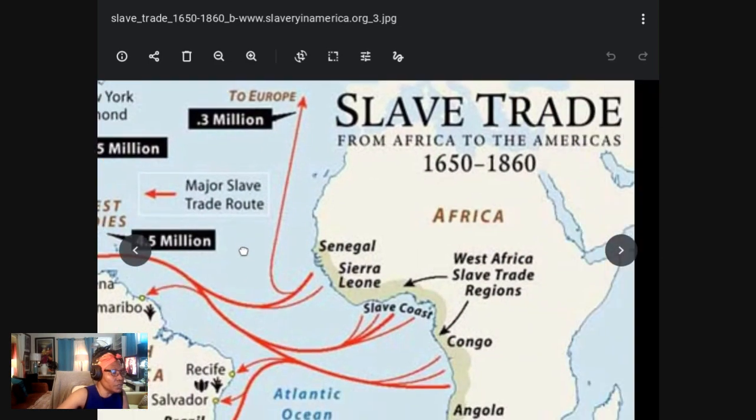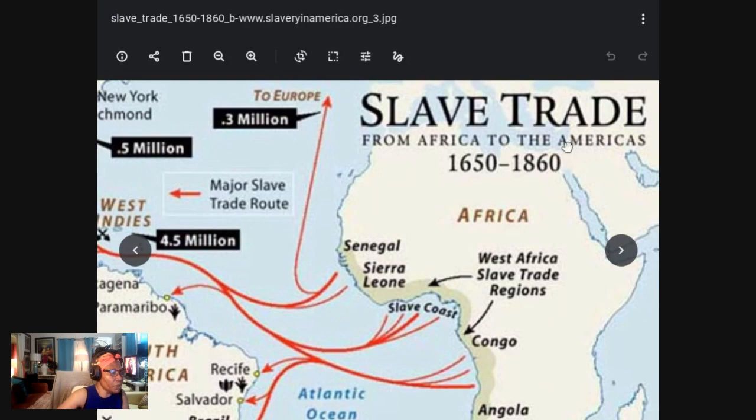So it says here slave trade from Africa to the Americas, 1650 to 1860. That's like 210 years. Now we know that right after slavery was ended, they were still using us for building and on plantations because most of us did not have anywhere to go. So most of us stayed on a plantation. They continued their old habits against us, enslaving us.